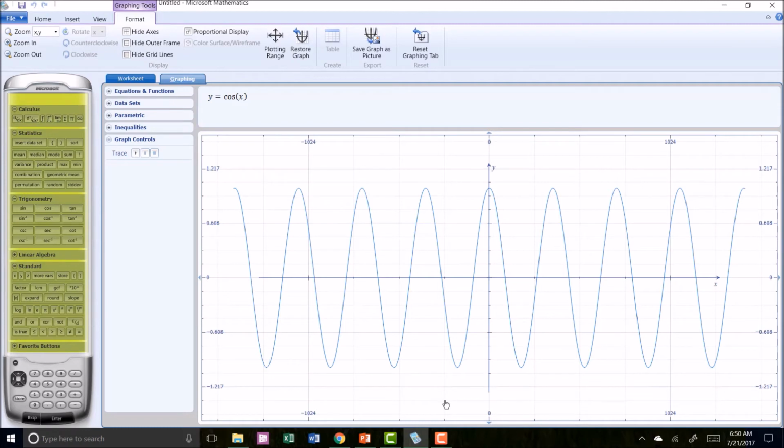Now the cosine is 90 degrees out of phase, meaning it's shifted. The sine was 0 at 0. The cosine is 1 at 0 degrees. Then at 180 it goes to -1. And then at 360 it just repeats. So your cosine is the adjacent leg of the right triangle over the hypotenuse. So it's very similar to the sine, except it's shifted by 90 degrees.